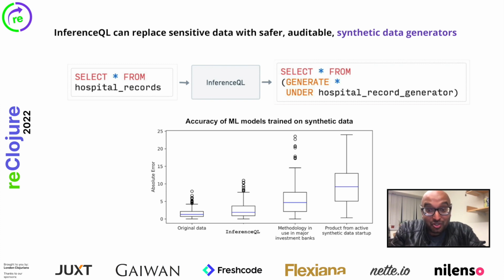This graph is showing the accuracy of machine learning models trained using this approach. The y-axis is error, so lower is better. We can see that machine learning models trained on the real data have some error, and the error when they're trained on synthetic data generated from InferenceQL is higher but significantly lower relative to baselines from a methodology that's in use at major investment banks and from a neural network approach that's from an active synthetic data startup.